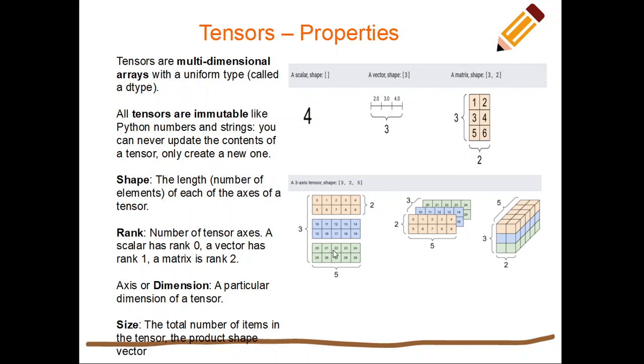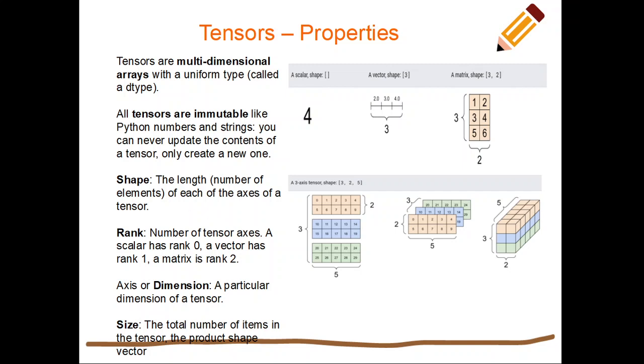Now what could be a three-dimensional tensor? Once again, a colored image could be a three-dimensional tensor. If you are thinking of an RGB image, this could be the red, this could be the green, this could be the blue pixels, right? So that is why the multi-dimensional arrays are required to hold different kinds of data.